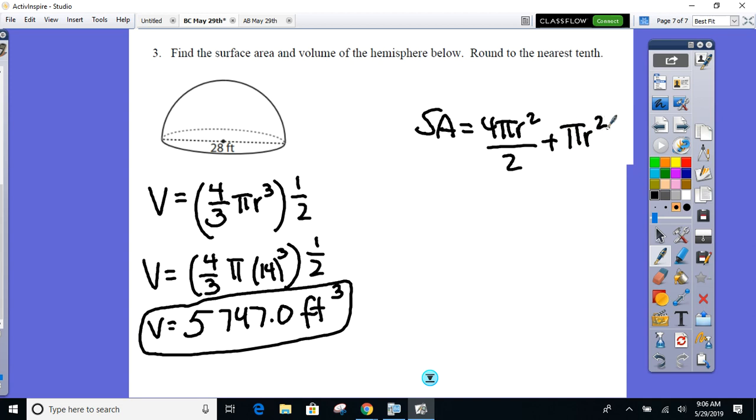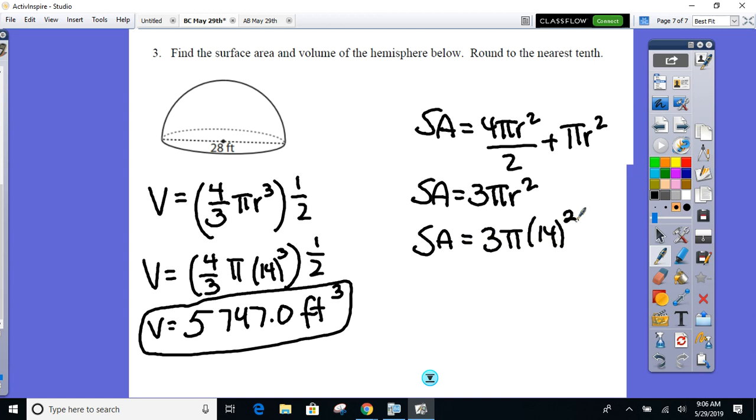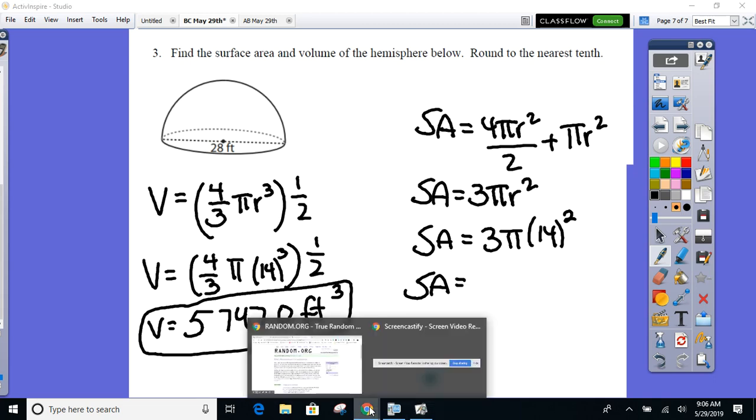And I know we are in honors, so if you did want to get fancy here, you can simplify this a little more. 4 divided by 2. You get 2 pi r squared plus another pi r squared. You could just use 3 pi r squared if you felt the need to. So 3 pi radius of 14 squared. Please be aware of that hemisphere surface area. When you're ready with that, round it to the nearest tenth.